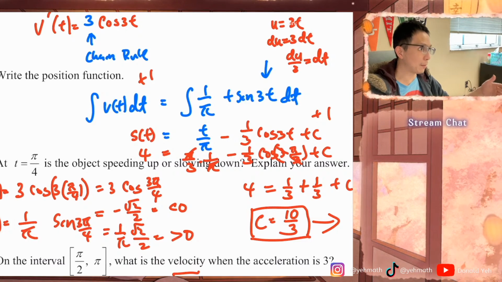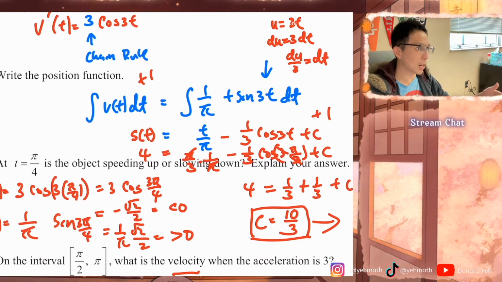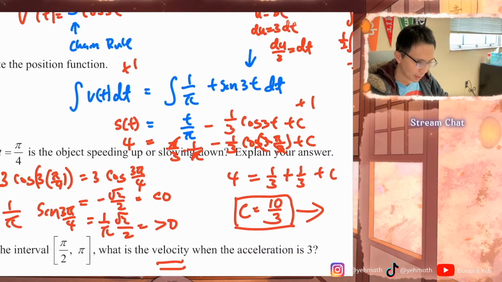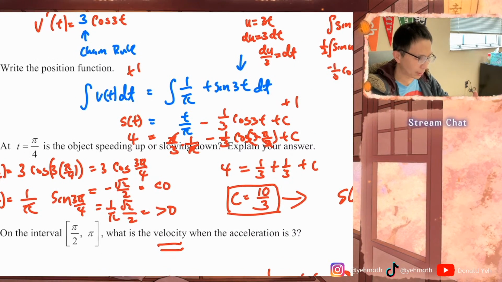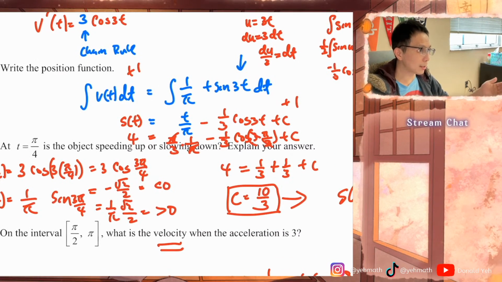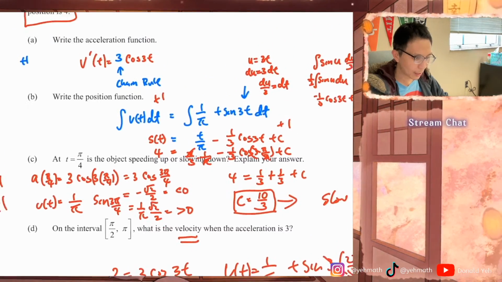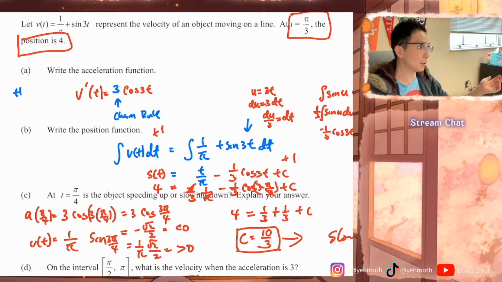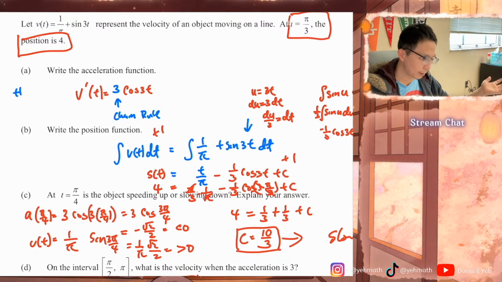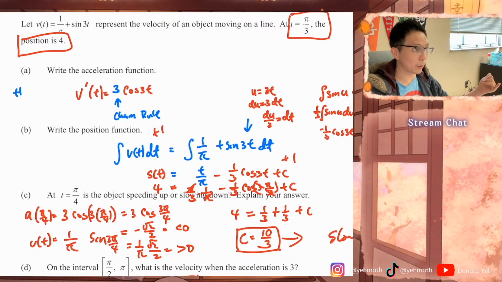You're going to plug in pi over 4, and you're going to check the sign. In this case, the velocity is less than 0 and the acceleration is greater than 0. If one is less than 0 and the other is greater than 0, it's slowing down. And you just answered 3 parts. So all the way to this point, you have 6 points.